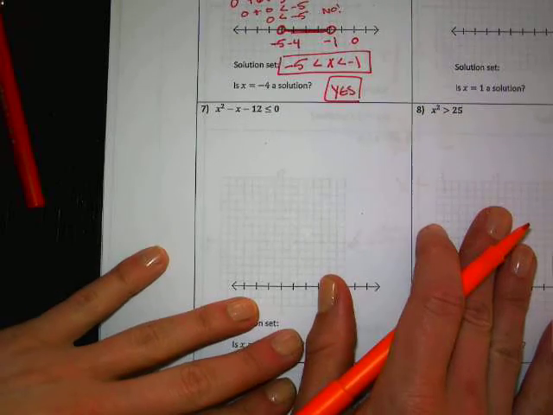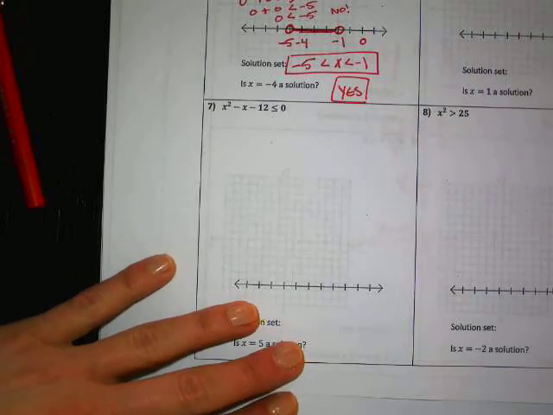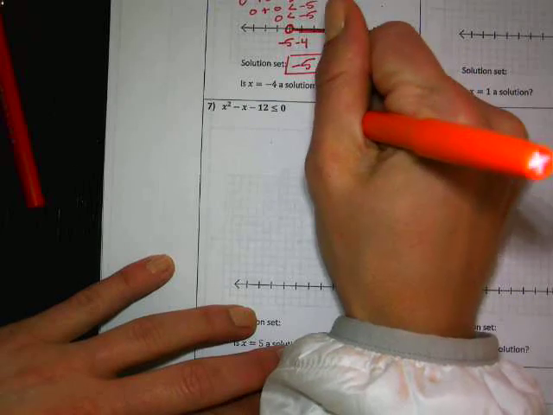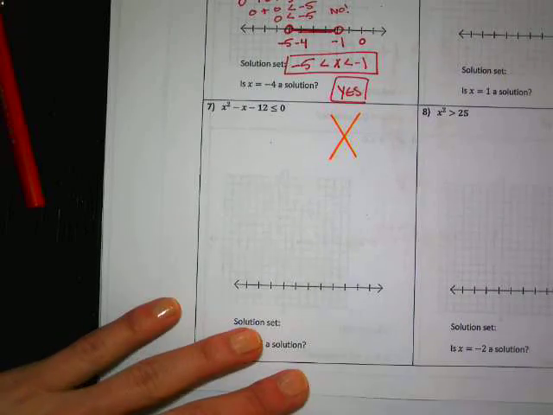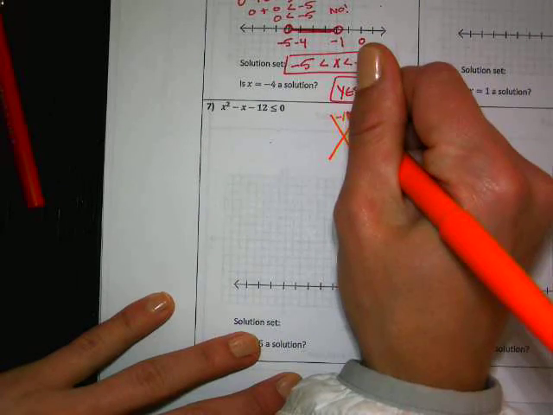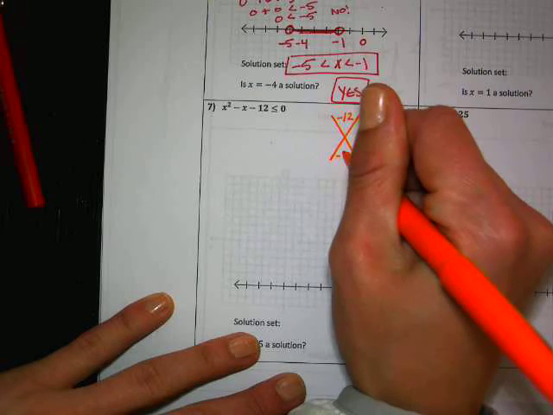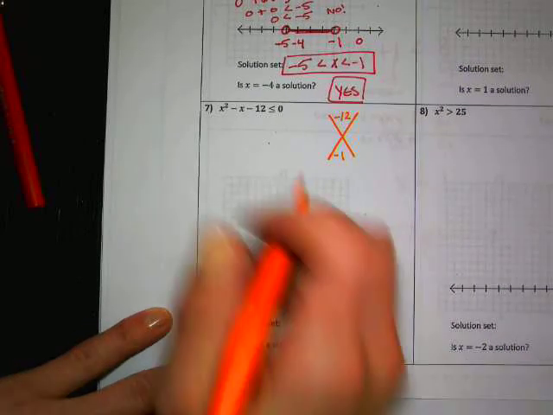All right, number 7. Everything's already on one side. It already equals 0. So I want two numbers that multiply to give you -12, but add to give you -1.